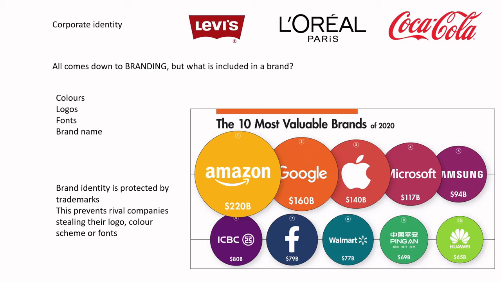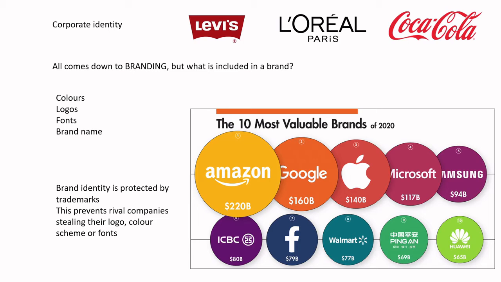Logos, which are probably one of the most important things. That's the symbol that represents their brand. Certain fonts that you may have, the most famous one being Coca-Cola, along with their brand name. Those are the bits within a company's brand that create their corporate identity, who they are. So they are very protective of it, and it's what stands them out from rival companies.